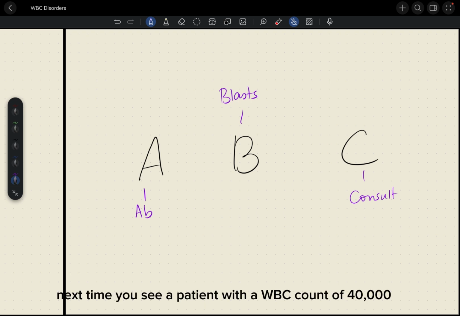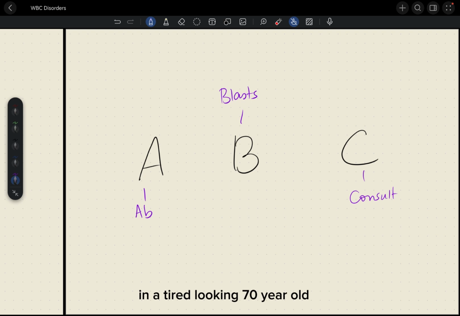Next time you see a patient with a WBC count of 40,000 in a tired looking 70-year-old, do let me know what will be your move.